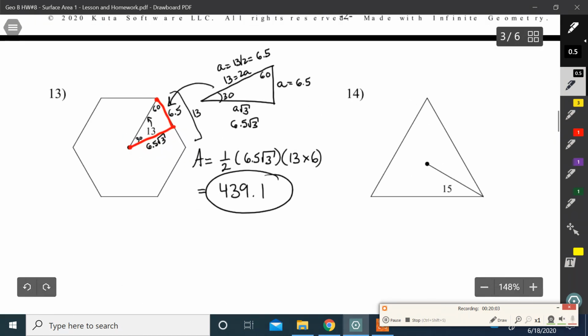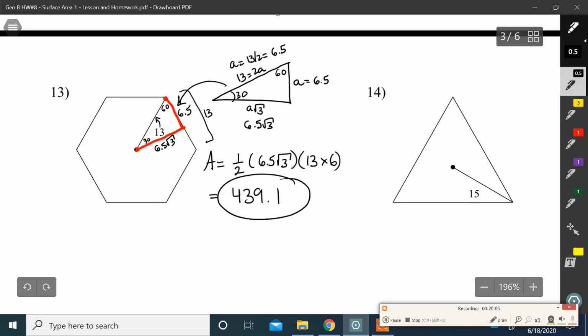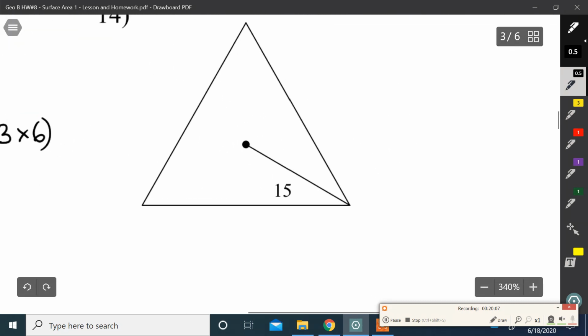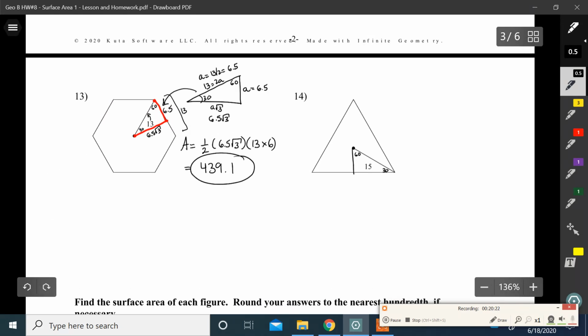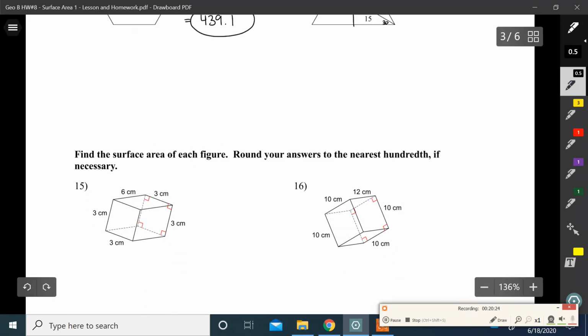Okay, number 14 is actually pretty similar. I'll try to start it out for you. This is 30 and this is 60. So use that special right triangle to get the rest. Okay, so very similar to what I did on number 13. So I'll let you finish that one.